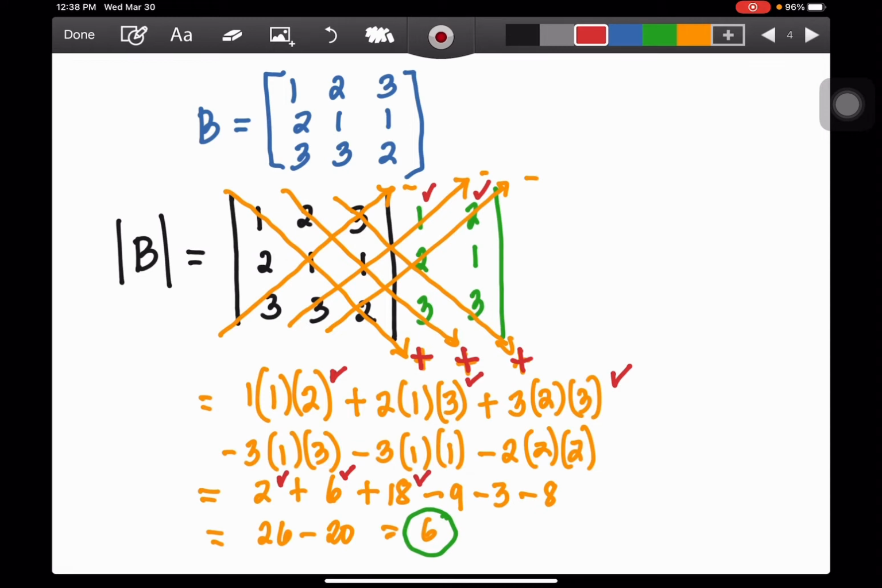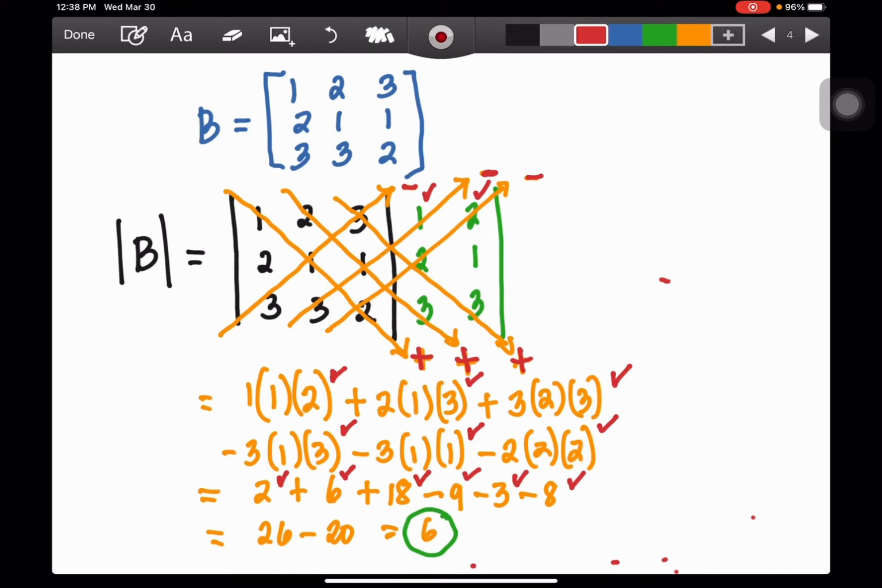Then we go up: 3 times 1 times 3 times negative 1. That's negative 3 times 1 times 3, which is negative 9. And then 3 times 1 times 1 times negative 1. That gives us negative 3 times 1 times 1, which is equal to negative 3. And finally, you have 2 times 2 times 2 times negative 1, so you have negative 2 times 2 times 2, that is equal to negative 8.